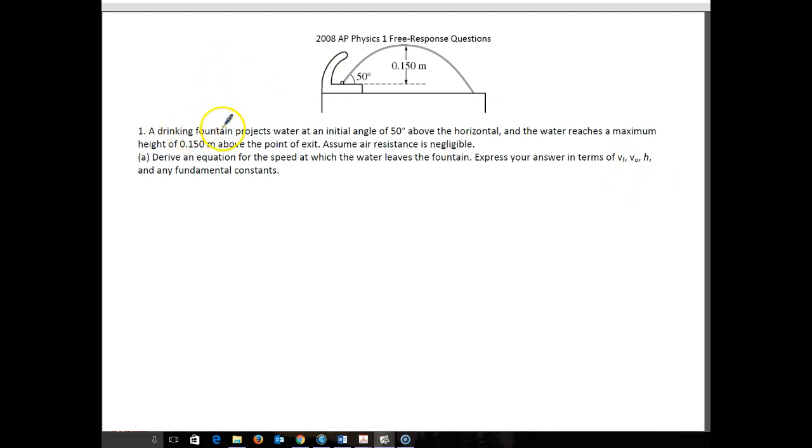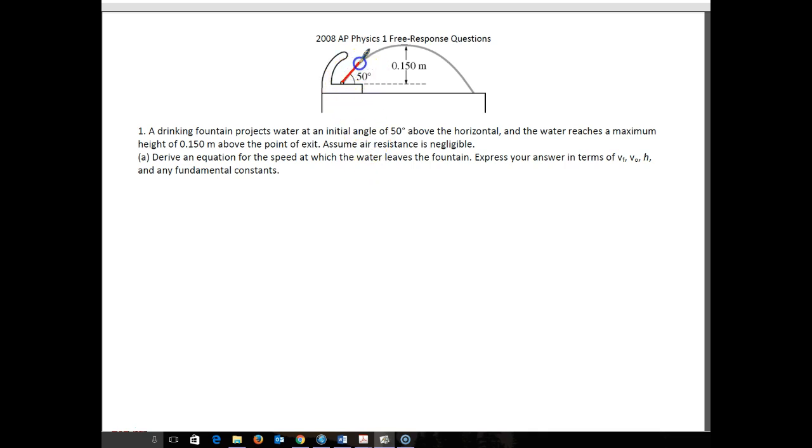We have a drinking fountain. It projects water at an initial angle of 50 degrees above the horizontal, and the water reaches a maximum height of 0.15 meters above the point of exit. We can assume that there's no air resistance here. Derive an equation for the speed of the water as it leaves the fountain.